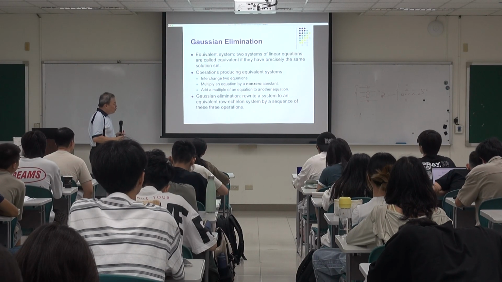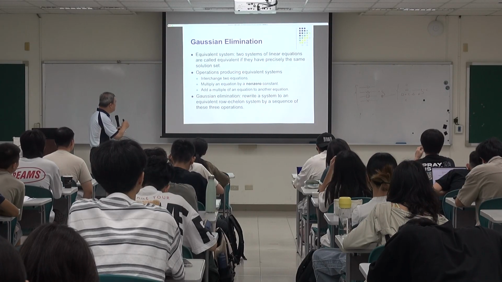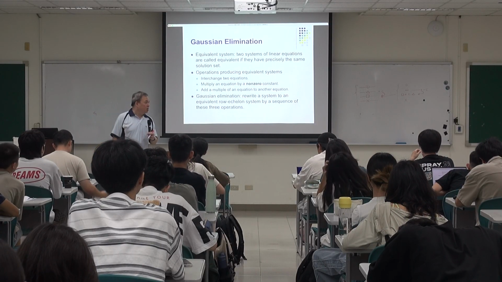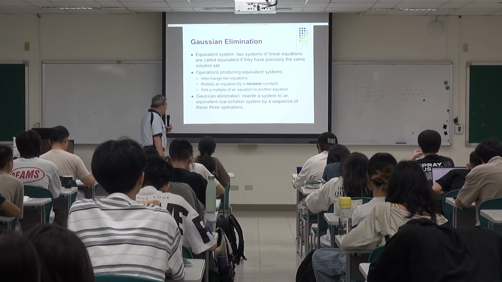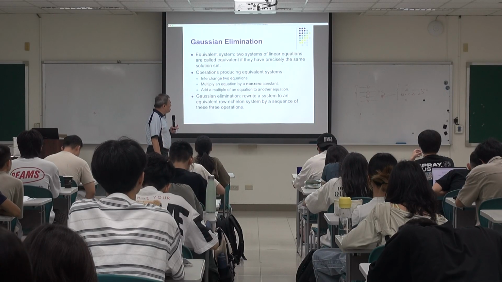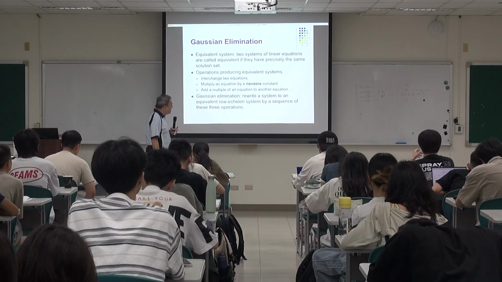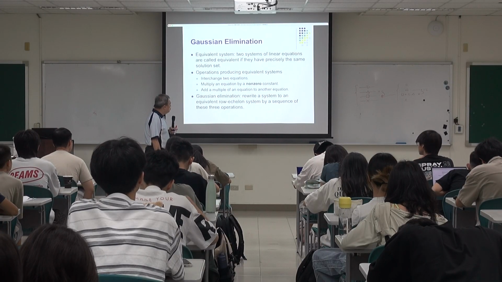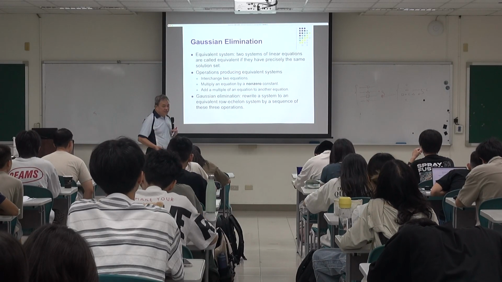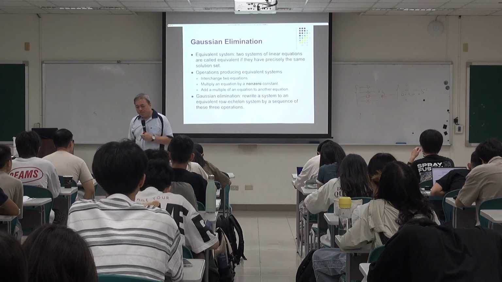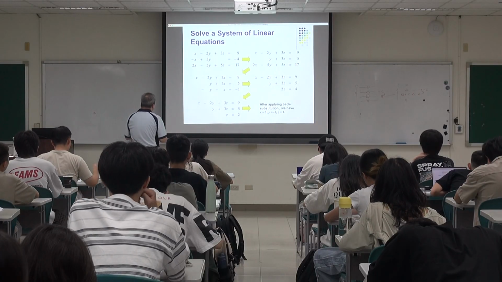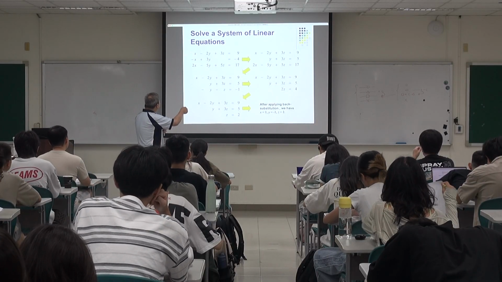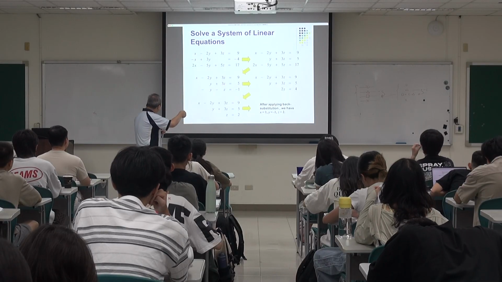And with that in mind, once you have these three operations at hand, we can talk about Gaussian elimination. The purpose of Gaussian elimination is to rewrite a system to an equivalent row echelon system by a sequence of these three operations. So let's have a look at the example. So here is a non-row echelon form of system.